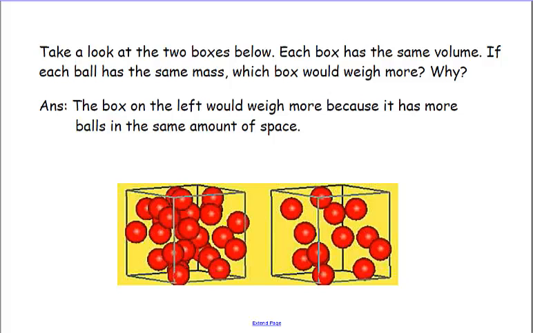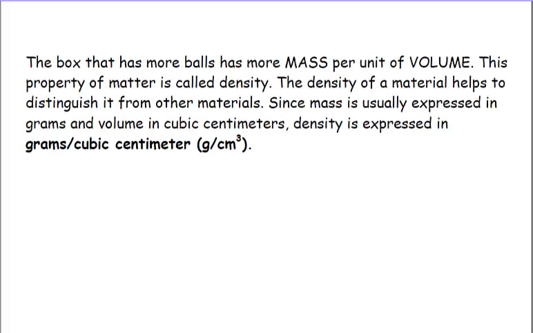If each ball has the same mass, which box would weigh more and why? Okay, here's your answer. The box on the left would weigh more because it has more balls in the same amount of space. It's the same volume, and each ball has the same mass, but if you look at the picture, we have more in here than over here. So we have to say that this one is going to have more mass. And so for the last part, again, the box has more balls, has more mass per unit of volume. This property of matter is called density.